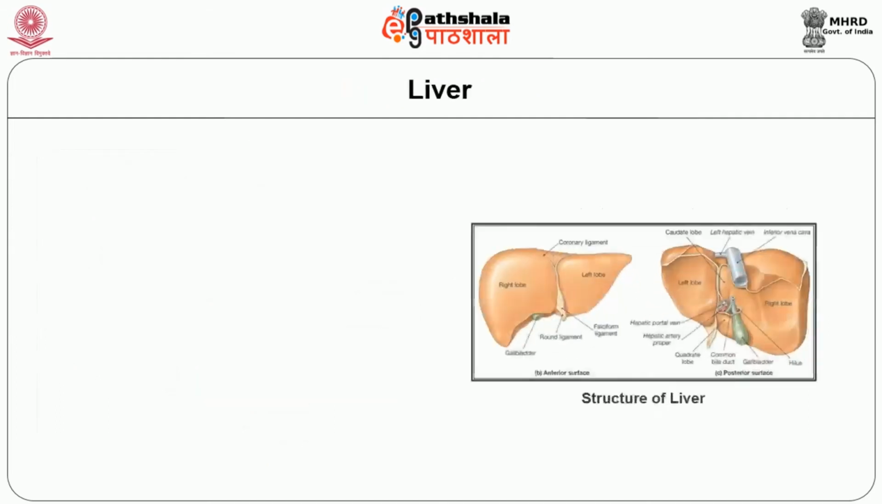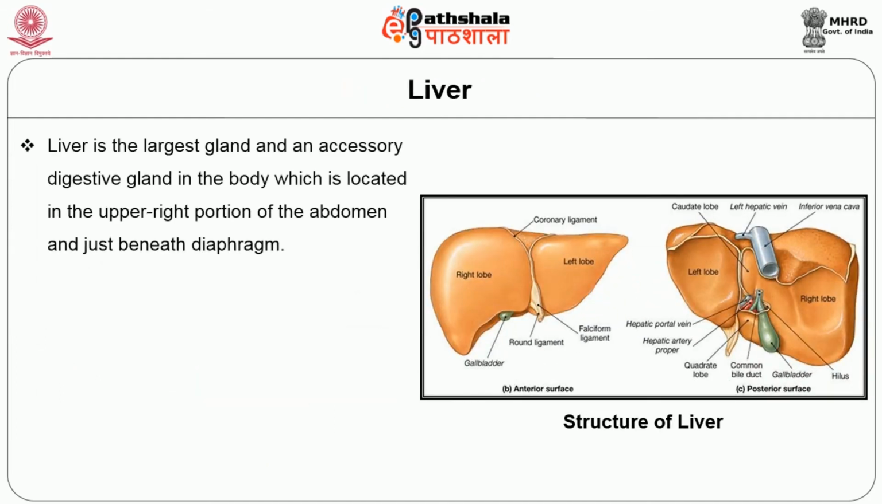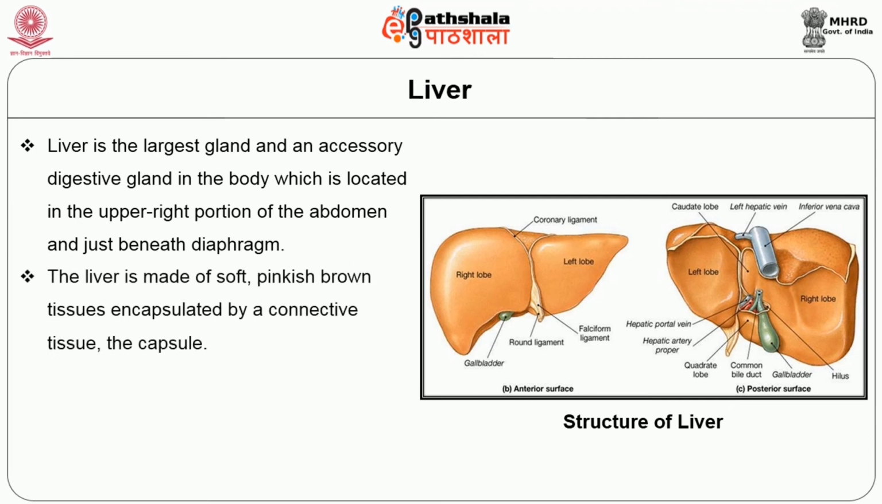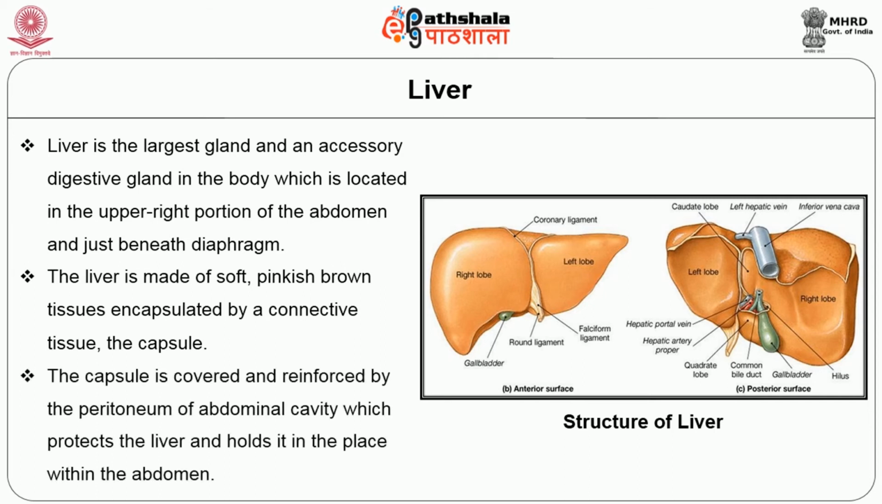The liver, which is the largest gland, the master gland and an accessory digestive gland in the body, is located in the upper right portion of the abdomen, just beneath the diaphragm. The liver is made of soft, pinkish brown tissue encapsulated by connective tissue, the capsule. The capsule is covered and reinforced by the peritoneum of the abdominal cavity, which protects the liver and holds it in place within the abdomen.